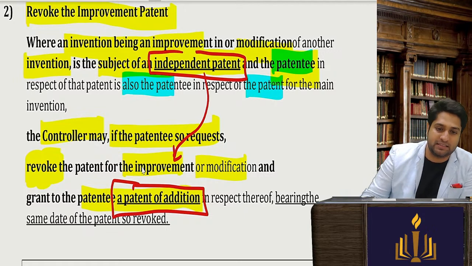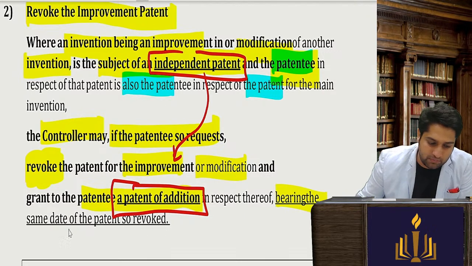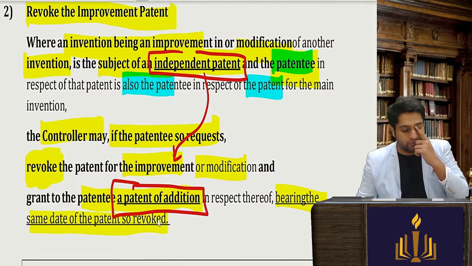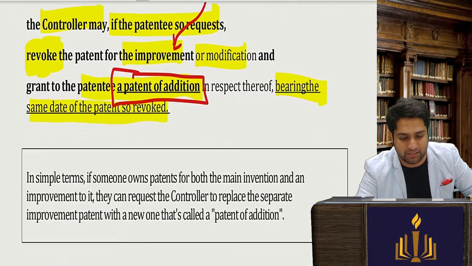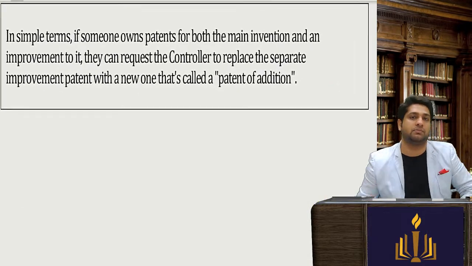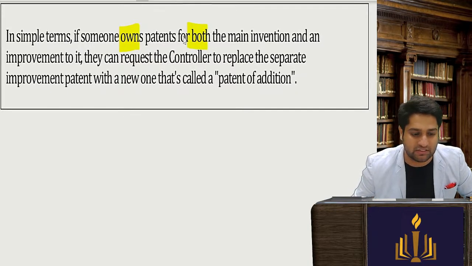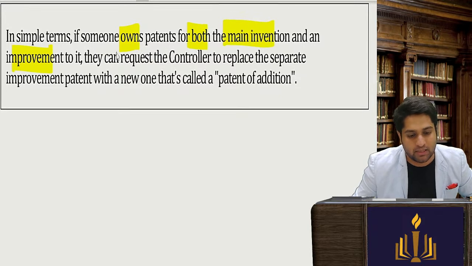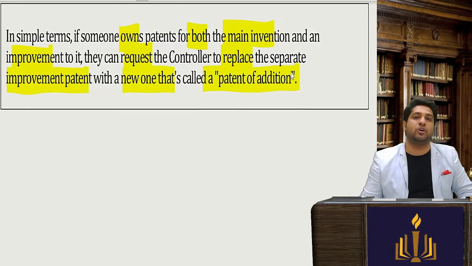Very simple, very easy. Bearing the same date, now the date of this patent of addition will be the same as the date the patent application gets revoked. So let's see what is there in simple terms. If someone owns a patent for both the main invention and the improvement, they can request the controller to replace the separate improvement patent with a new one, calling it a patent of addition.